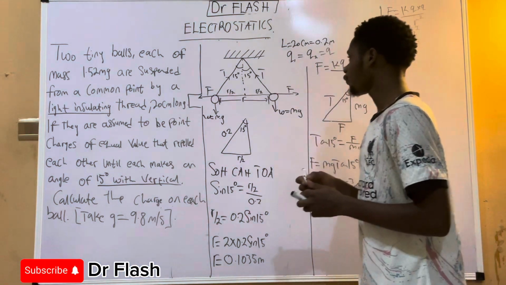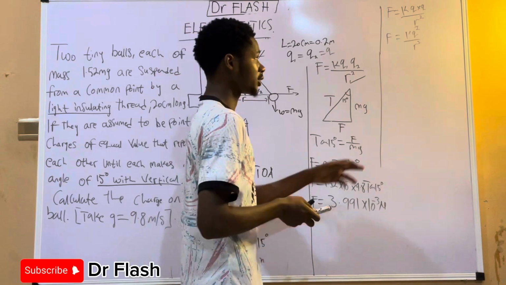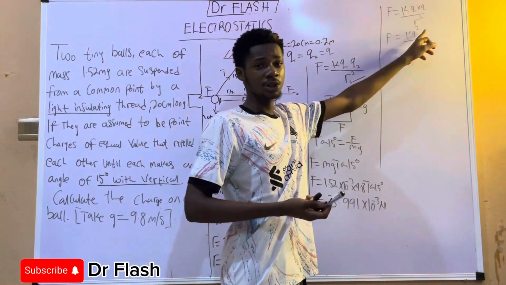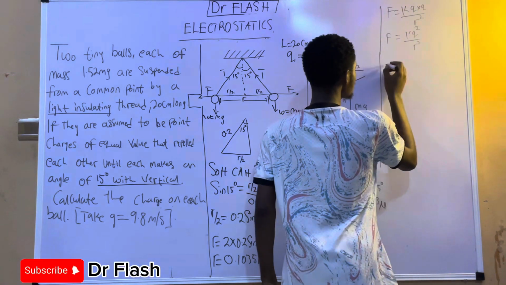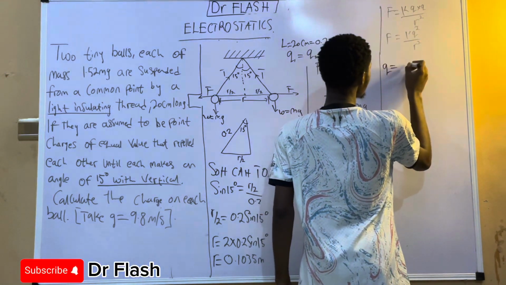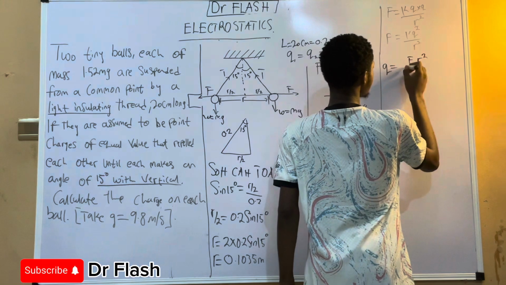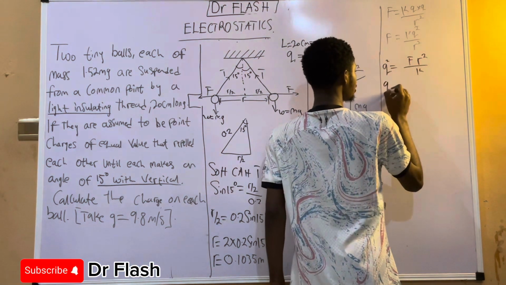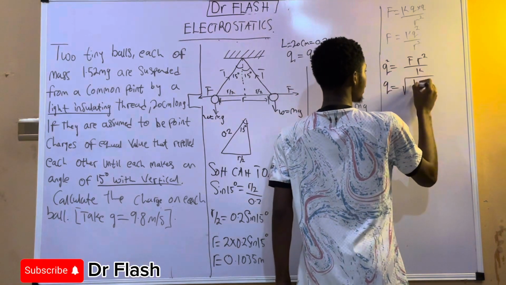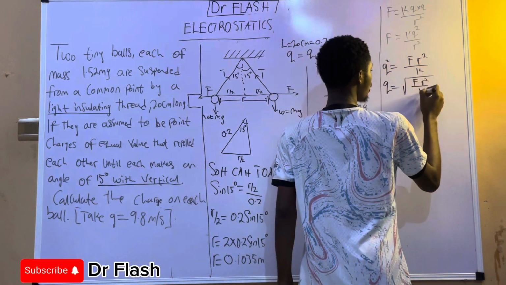Now this is a very useful formula. Our advice is to take note of this one. It's simply used when both charges have equal magnitude. So we want to make Q the subject. Q squared equals FR squared divided by K, and then Q is equal to the square root of FR squared over K.